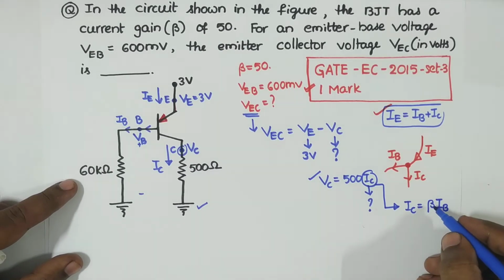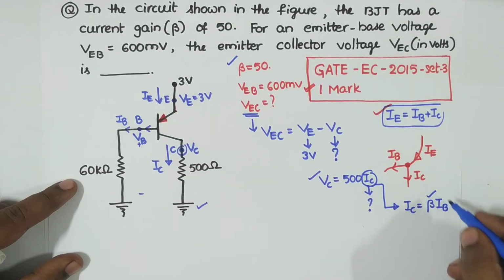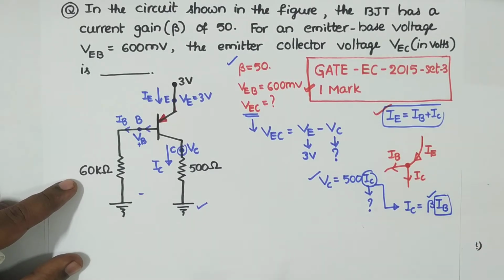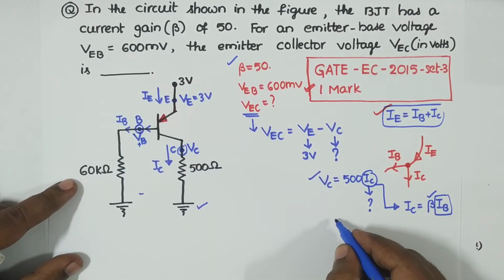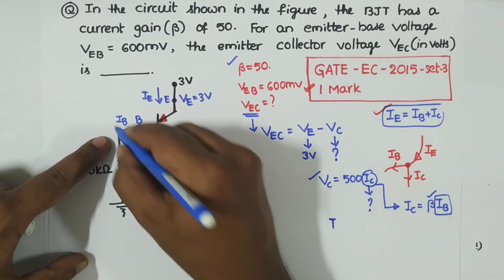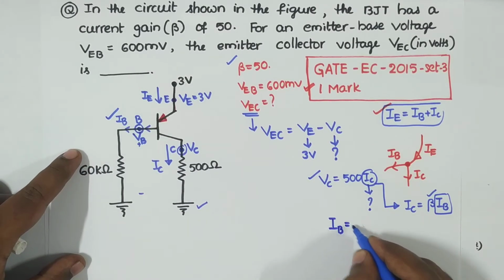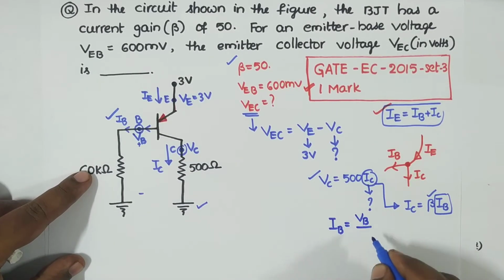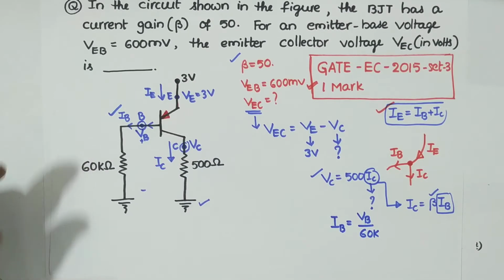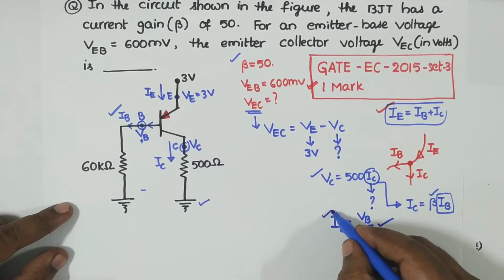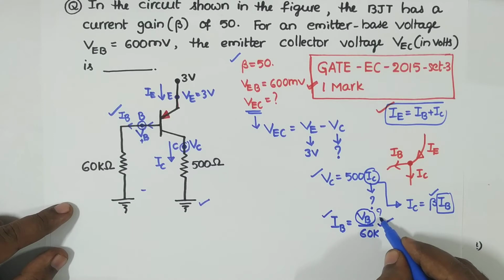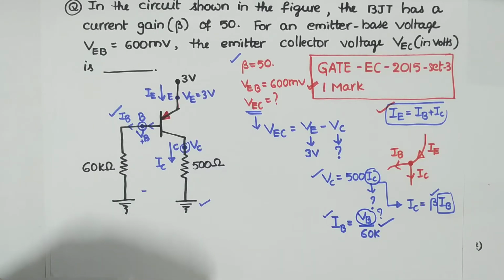Beta is given to us as 50, so beta is known. Now I should know IB. How can I find IB? I can find IB if I know the node voltage VB, the voltage across 60 kilo ohms. IB is nothing but VB divided by 60 kilo ohms. I can come to know IB only if I know VB. So what is VB here? VB I must find.